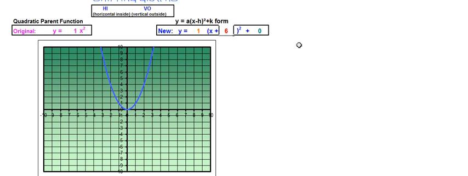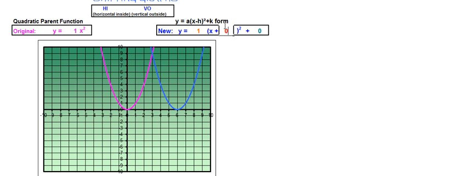Let's say I added a 6 on the inside of the parentheses. You might think since it's plus a 6, it's going to move it to the right 6. But watch what happens. It actually moves it to the left 6. So inside the parentheses moves it horizontally, but it's the opposite way of what you'd think. If it's a plus, it's going to move it to the left. If it's a negative, so subtracting 6, it's going to move it to the right. When you add a negative 6, that's the same as subtracting 6. So we move it to the right. So just remember, horizontal inside moves it the opposite way of what you'd think.